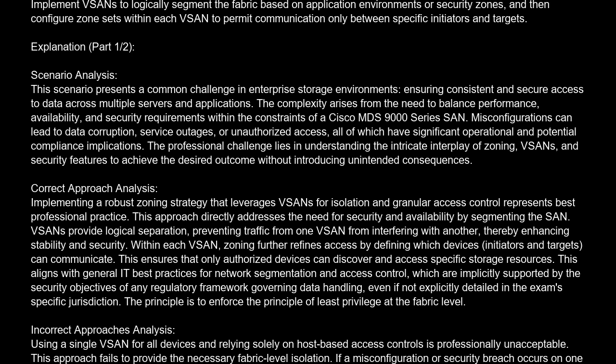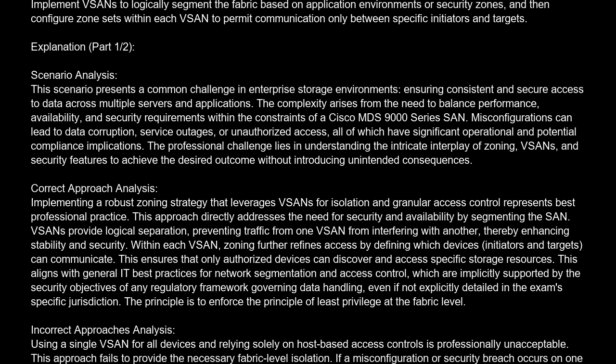The complexity arises from the need to balance performance, availability, and security requirements within the constraints of a Cisco MDS 9000 series SAN. Misconfigurations can lead to data corruption, service outages, or unauthorized access, all of which have significant operational and potential compliance implications. The professional challenge lies in understanding the intricate interplay of zoning, vSAN, and security features to achieve the desired outcome without introducing unintended consequences.